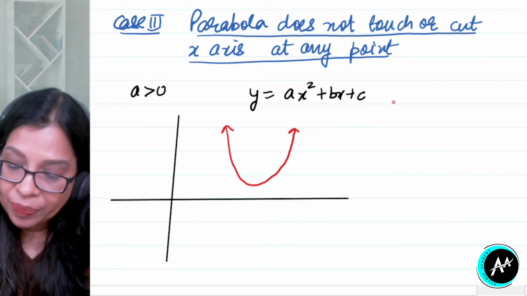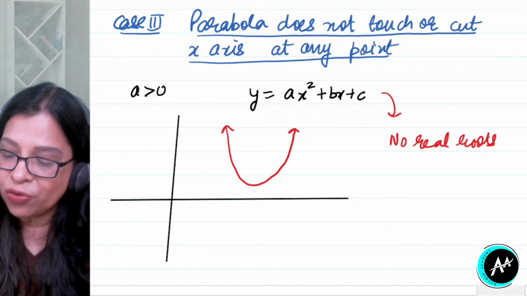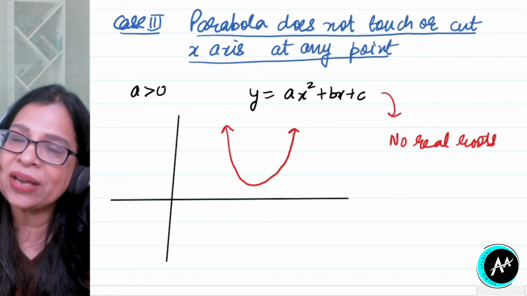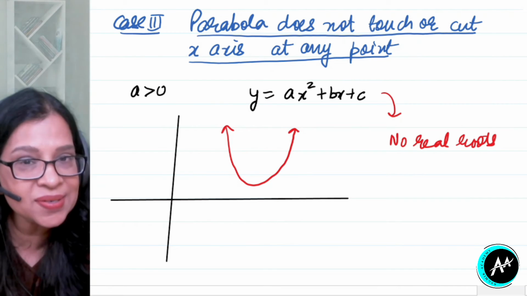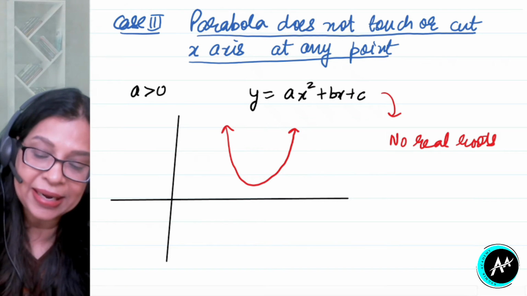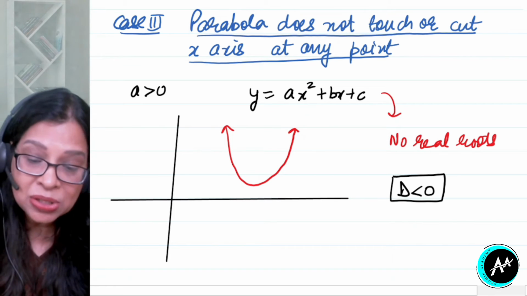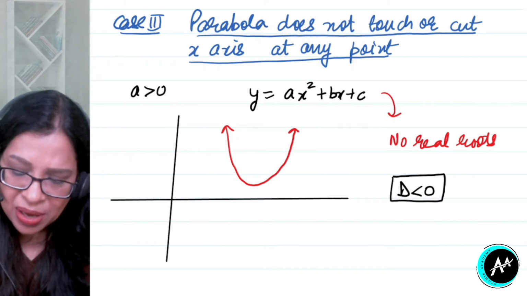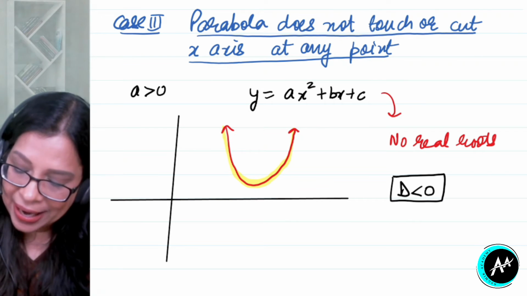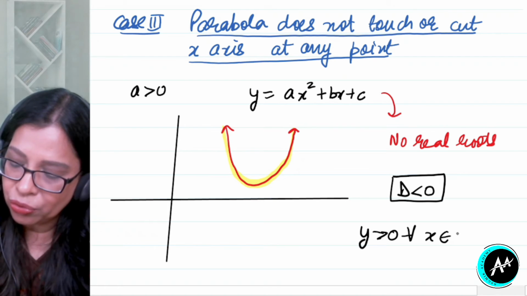What does this mean? That this equation has no real roots, because for real roots graph has to touch or cut x-axis, only then we'll have a real value of x for which y is 0. Right? So no real roots कब होते हैं? जब d is negative. So in this case d would be less than 0. Also observe one thing, whatever x may be, graph is completely above x-axis. So we can say that y is greater than 0 for all x belonging to real numbers.